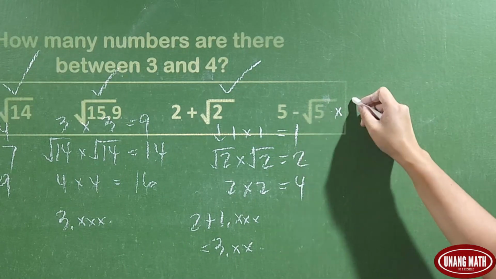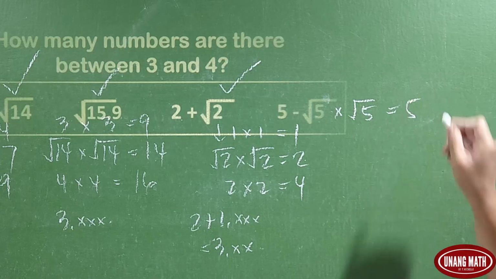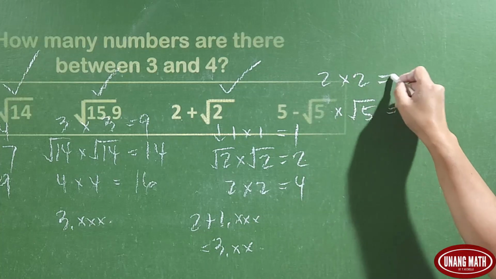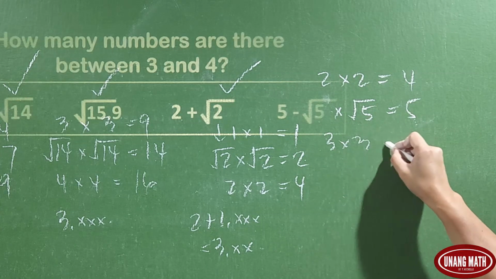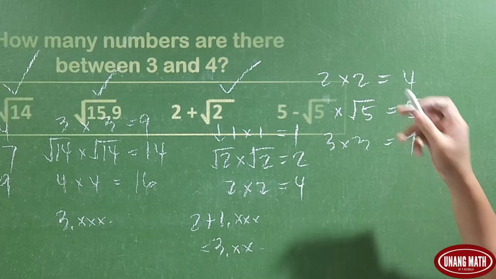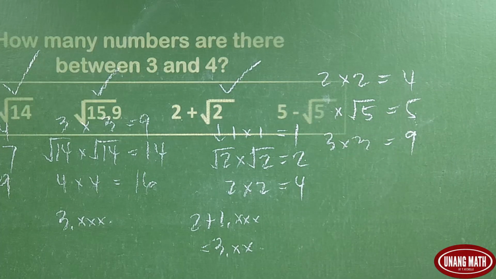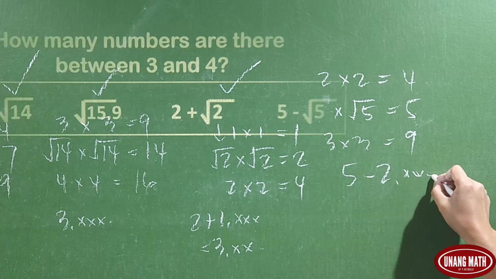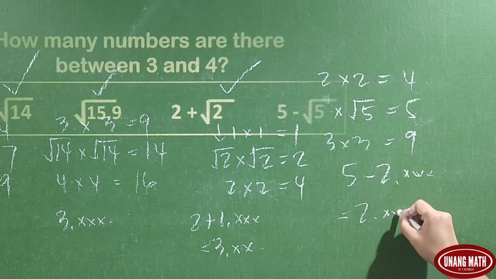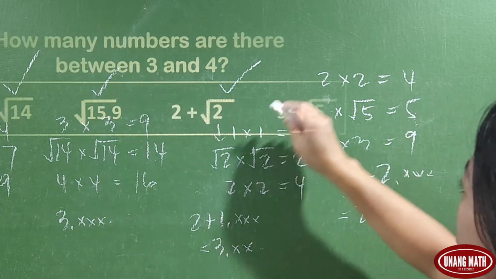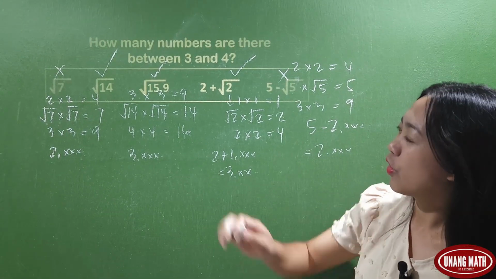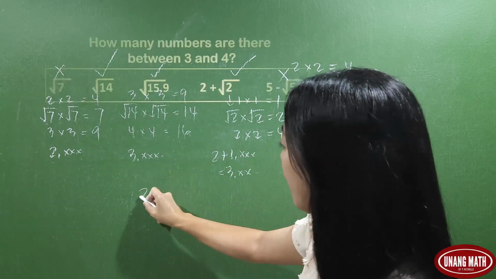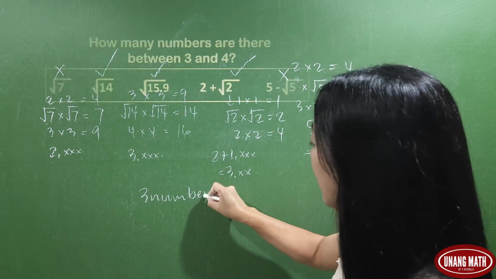And for the last option, 5 minus square root of 5. Square root of 5 means square root of 5 times square root of 5, which gives 5. If this is 5, let's find the near number. 2 times 2 is 4. 3 times 3, this is already 9. So the square root of 5 is between 2 and 3. So 5 minus 2 point something, then this is 2 point something. And this is not between 3 and 4. So this is not an answer. So how many numbers are there between 3 and 4? So we have 1, 2, 3. So we have here 3 numbers.